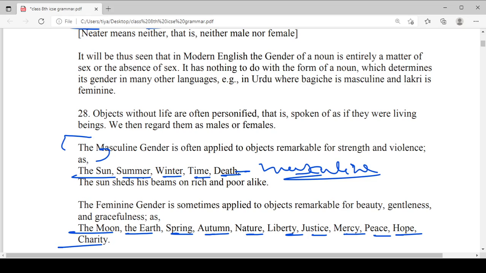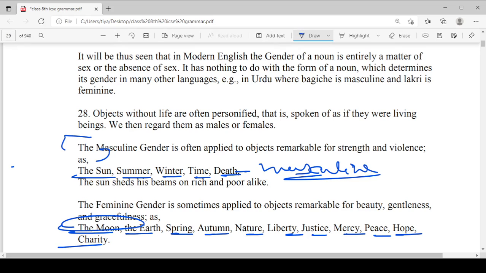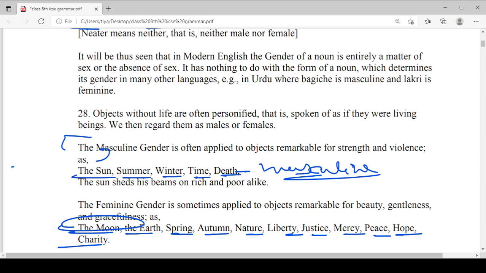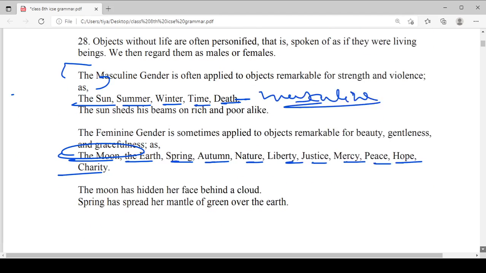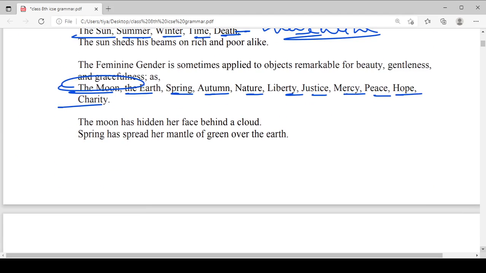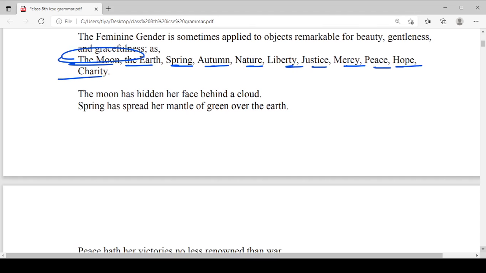Sometimes the examiner asks the question, what is the feminine gender and what is the masculine gender, please categorize them. And sometimes they can ask you to spot the errors. If you are spotting errors, they may consider the moon as a masculine gender, but I know that the moon is the feminine gender. So in this way the examiner can frame any kind of question, so you have to be aware that a question can be asked in any way. For example: the moon has hidden her face behind a cloak.